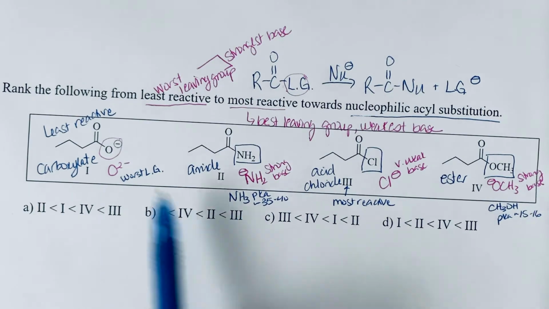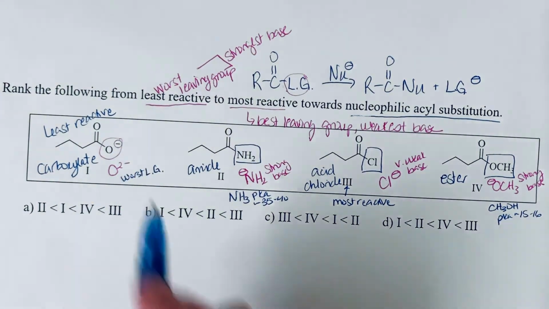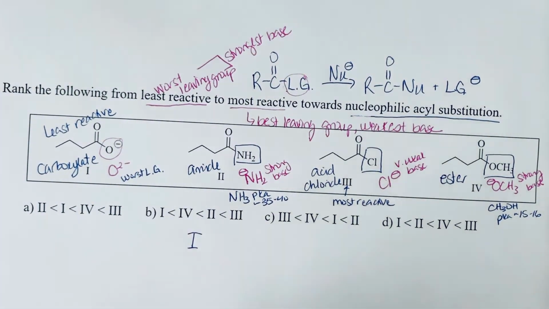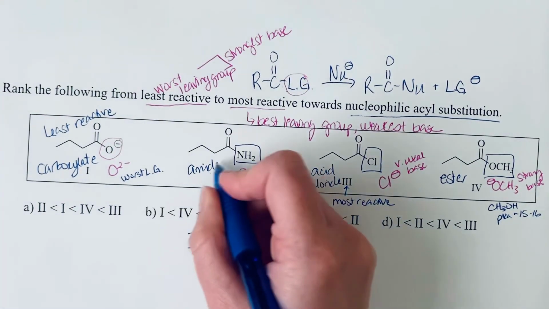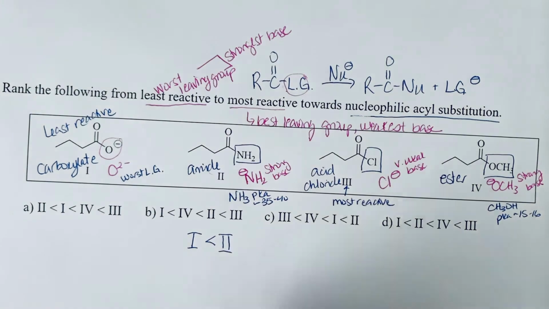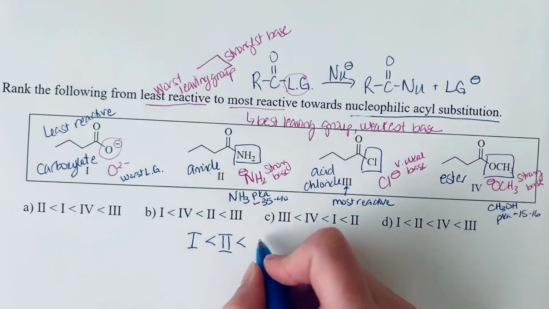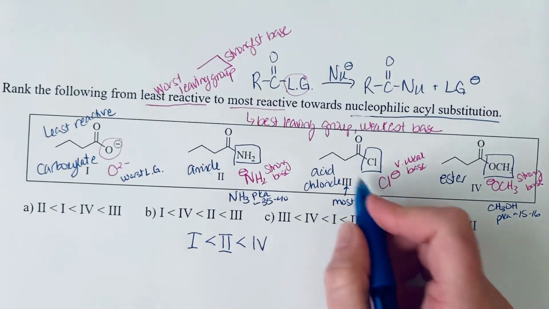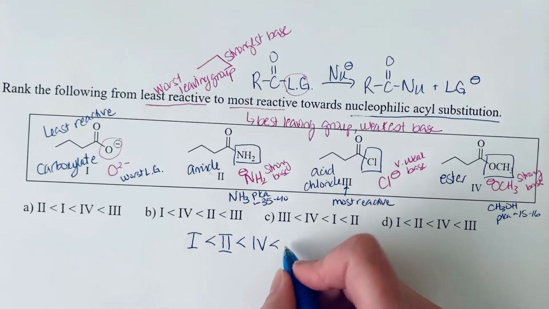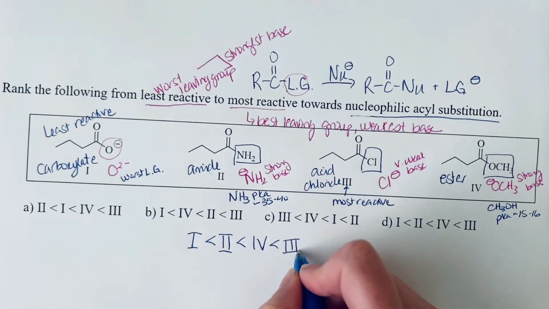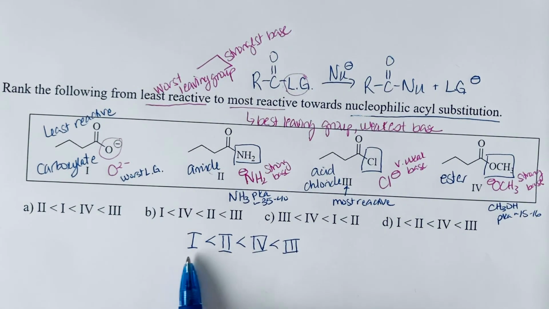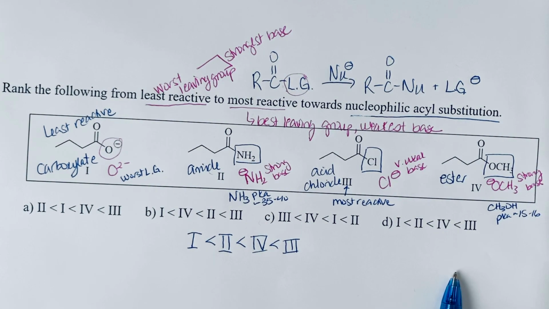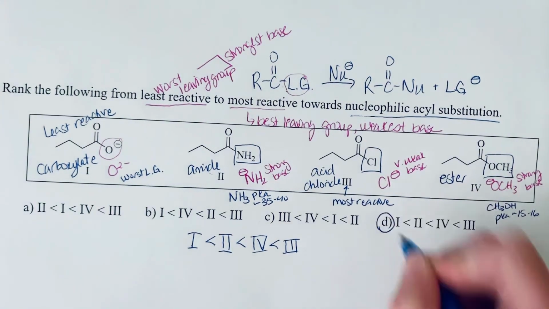So now we want to go from least reactive to most reactive. So we know the least reactive is number 1. And so we're going to say that carboxylate is less reactive than the amide, which is less reactive than this ester, which is less reactive than the acid chloride. And so the acid chlorides are our most reactive carboxylic acid derivatives that we're going to see. So this order here is matching up with D. So that is our right answer.